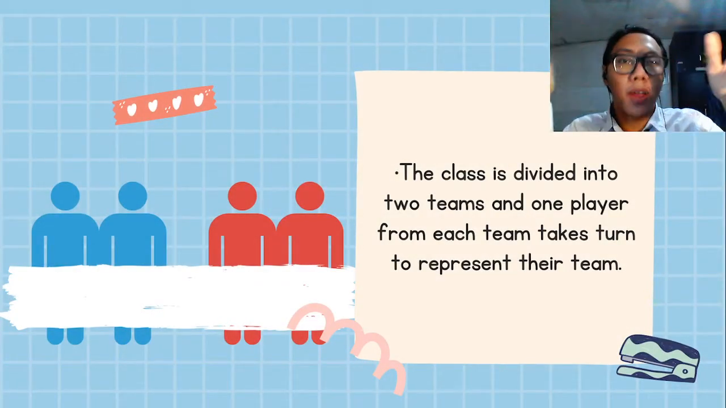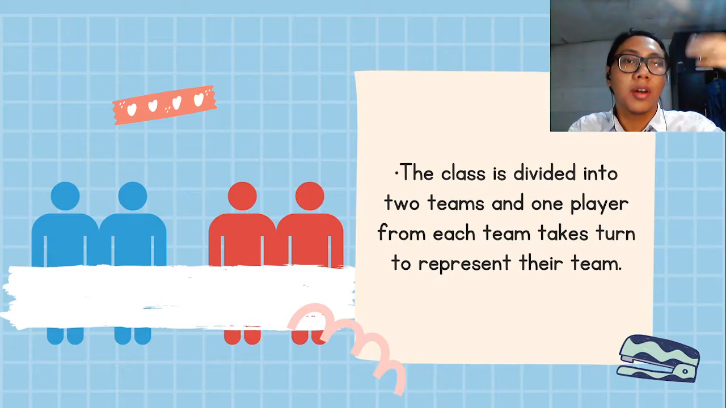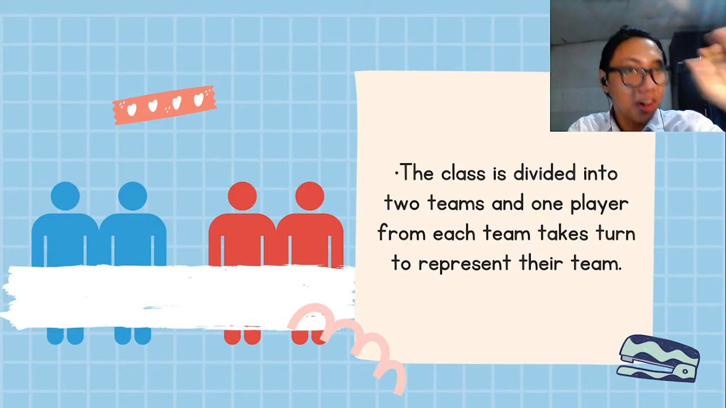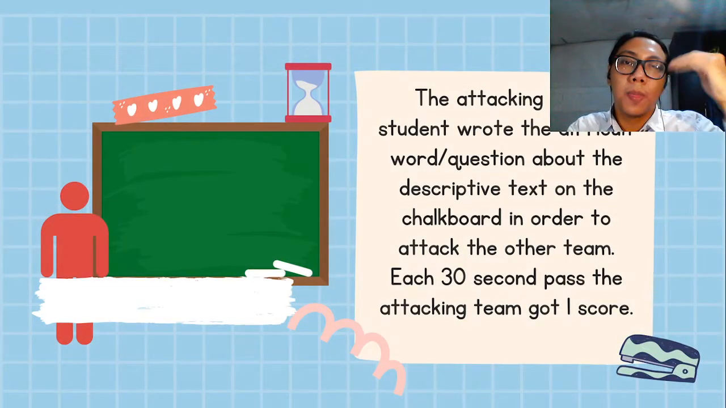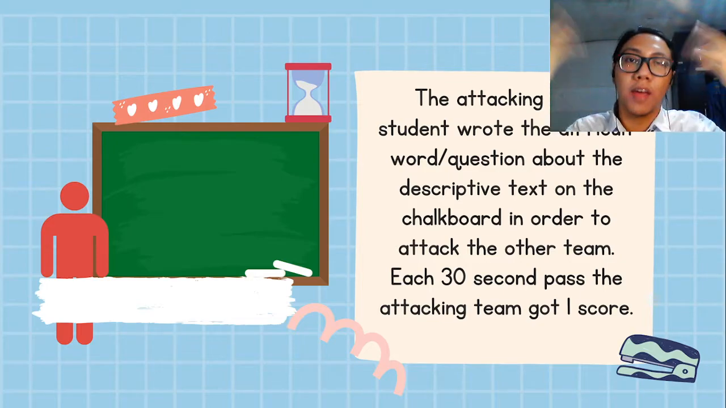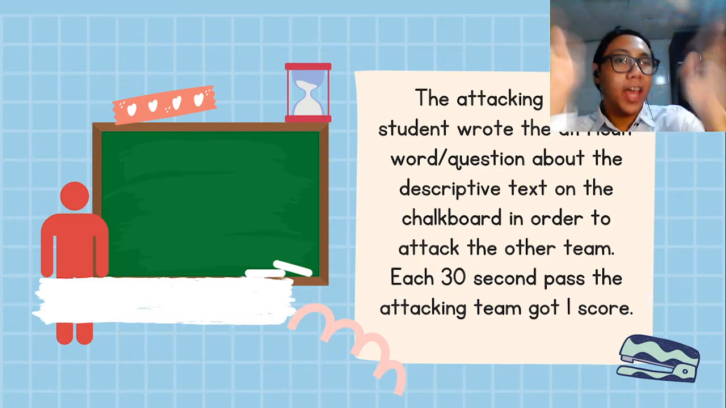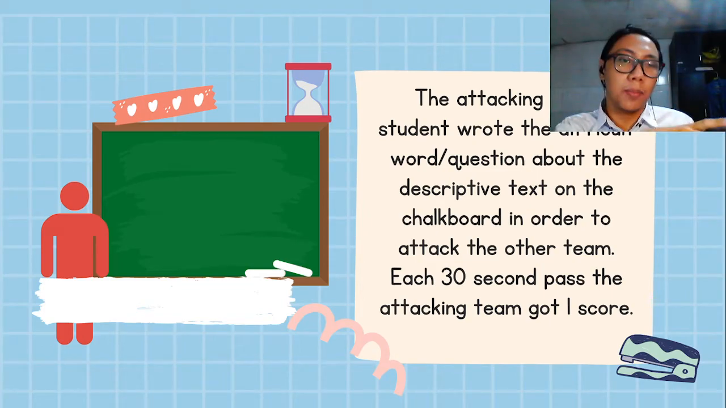Now we pair them, or we divide the class into two teams, in order to make this procedure competitive and game-based. Next, we explain the set of rules. The attacking team, with the words or questions they wrote before, writes them in front of the class and aims them at the defending team.